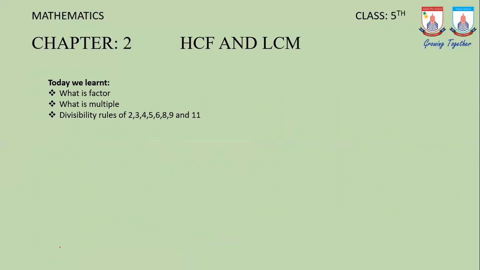Today we learned what a factor is and what a multiple is, and the divisibility rules of 2, 3, 4, 5, 6, 8, 9 and 11. So students, today's diary is page number 29, questions number 4 to 8 for practice. When you practice your diary, you will notice that I put these exercise questions as my examples, so your practice will be easier.